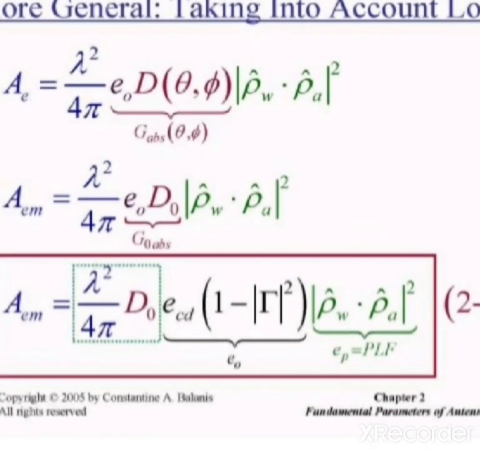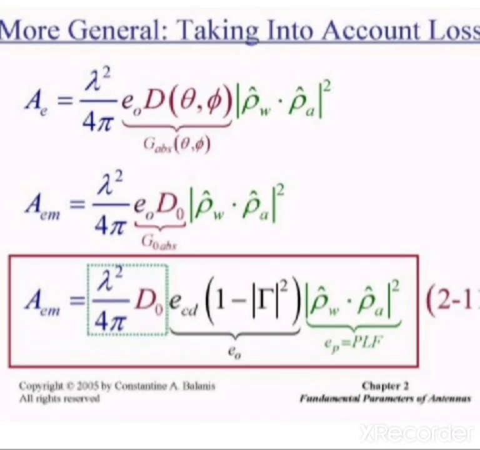Just observe that this is the absolute D naught, the maximum, and here this is the effective. This is the maximum, this is the effective. That is the main difference between them.